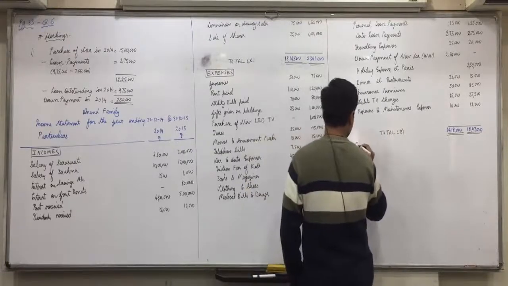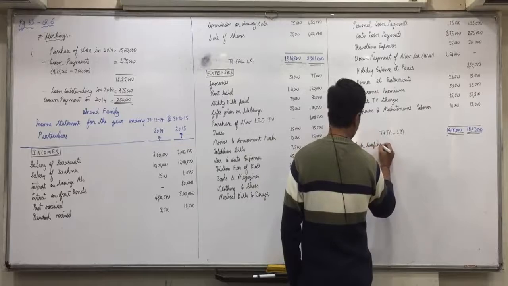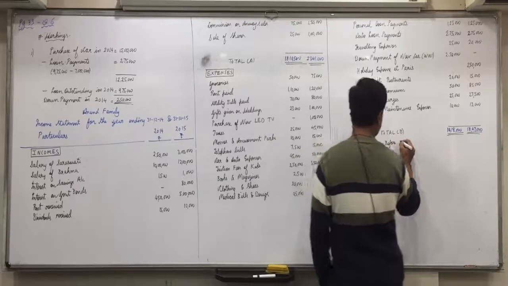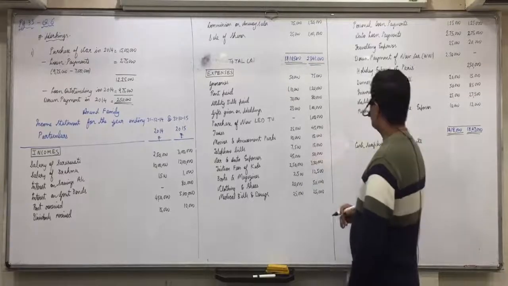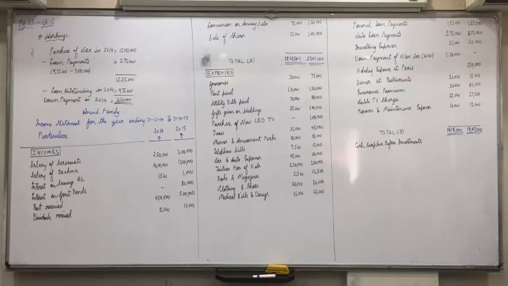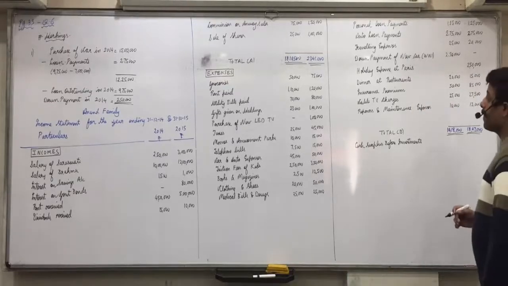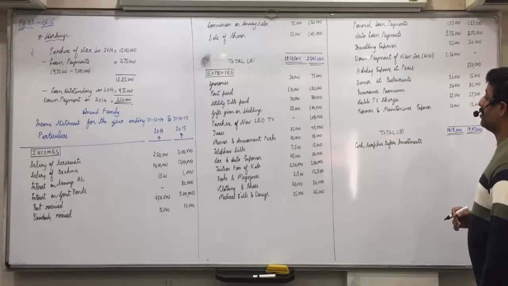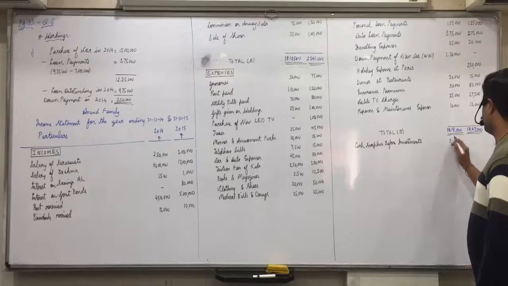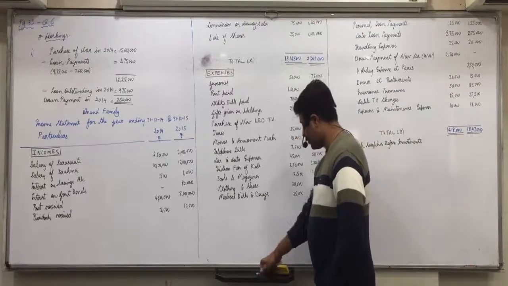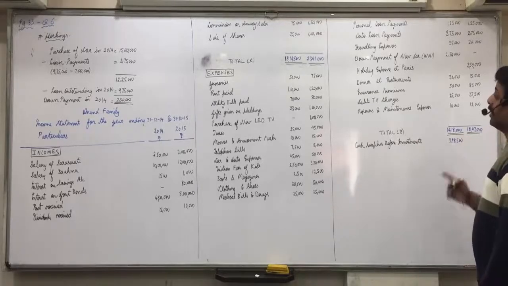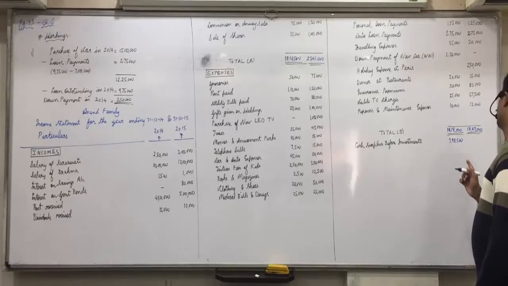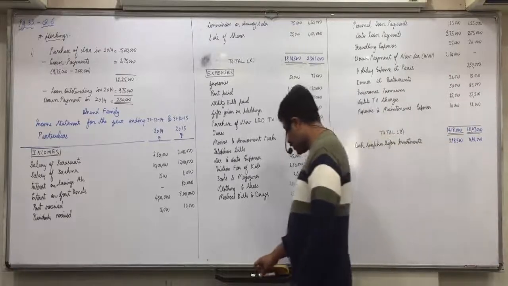Now, cash surplus before investments. Write this all with pencil, okay? What is 18,16,500 minus 14 lakh 18,000? 3 lakhs 98,500. And 2341 minus 1847 means 4,94,000. Write that with pencil, okay? Now we'll take investments.